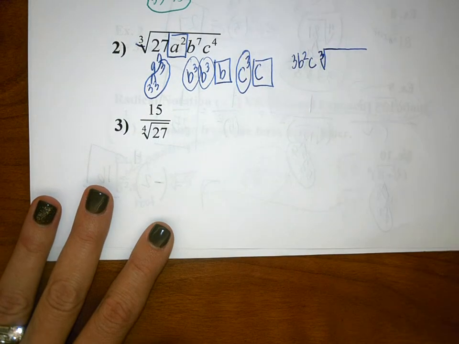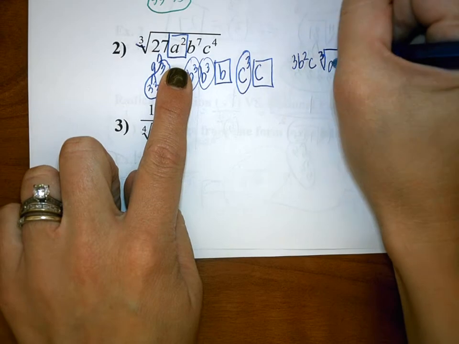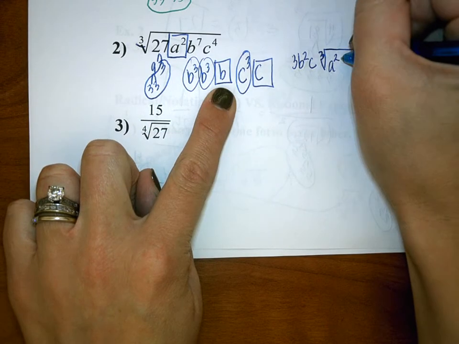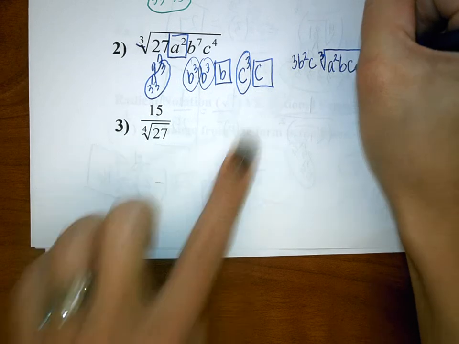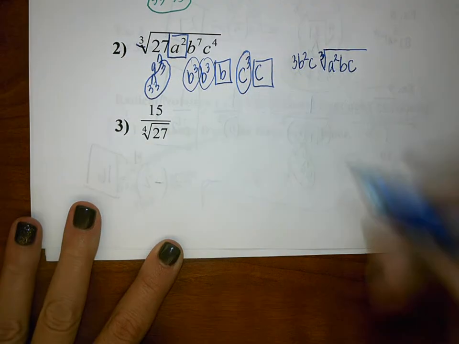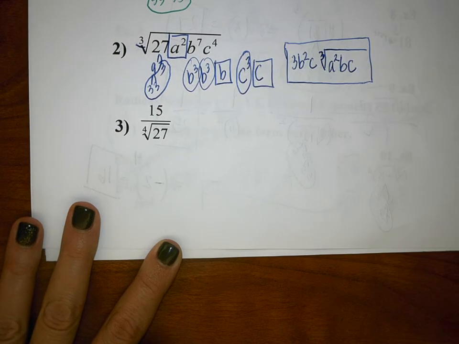And then left over inside, look for everything that's boxed. So I have an a squared, b, and c. And that's what's left over. This is my answer. Do you have questions on that?